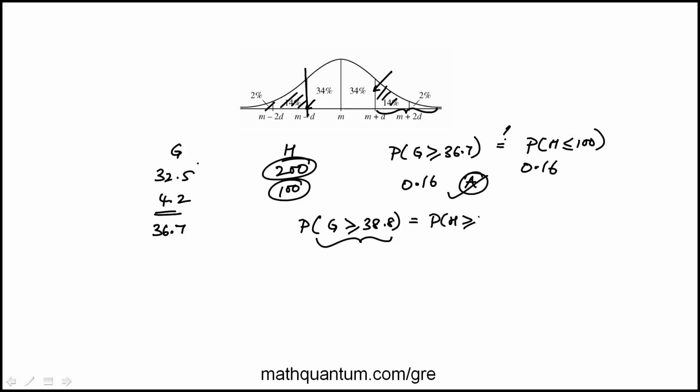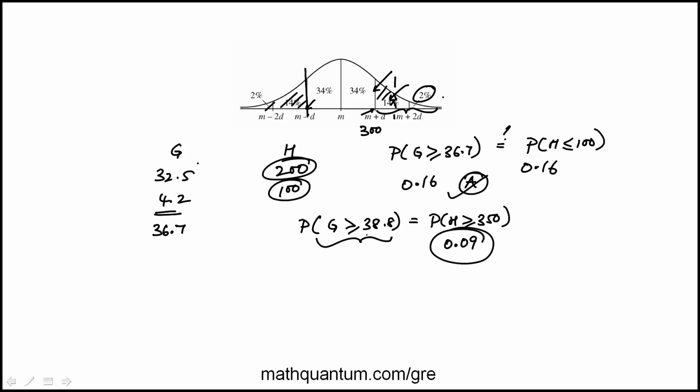H is, I'll do that one first, 350. So with 200, one standard deviation would be 300. And then half of that, 1.5. So it would be here. So half of that would be 7% plus 2%. So this will be 9% or 0.09.